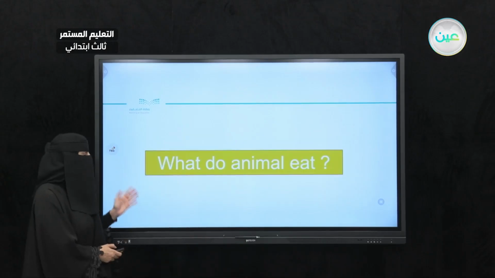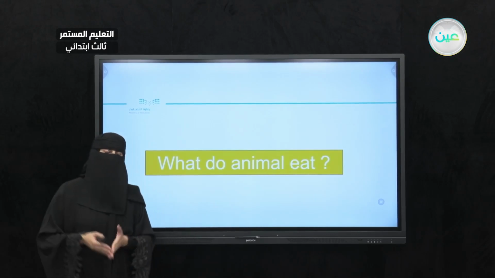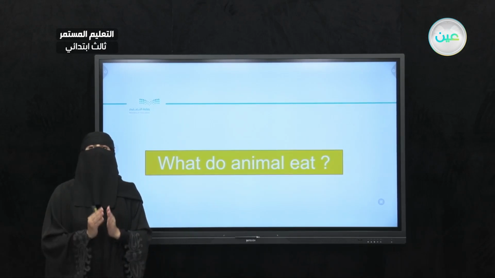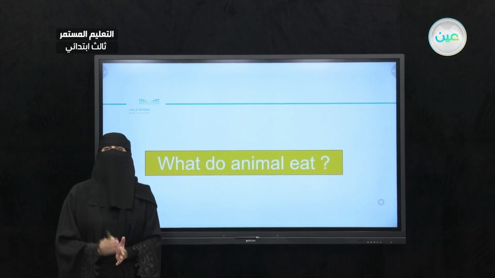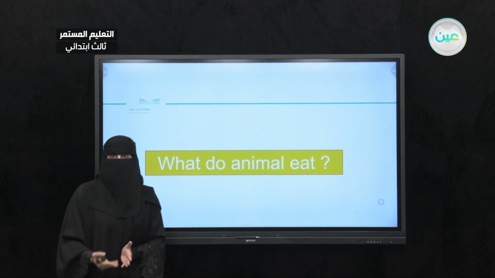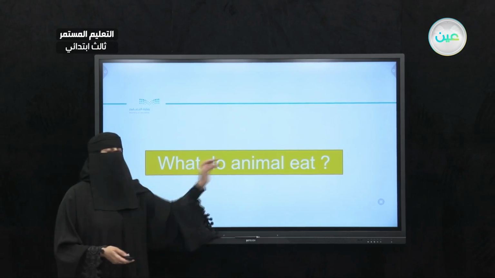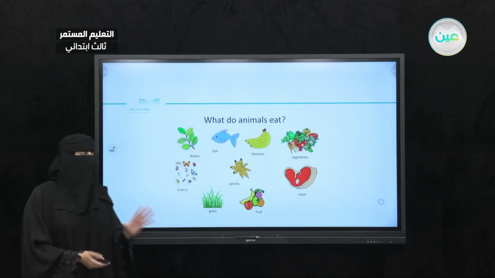Very good. Now, we talked about different kind of animals, right? Because this is our unit. Different kind of animals. We talked about singular. We introduced singular, plural, right? We talked about what do these animals produce. Now let's focus about what do animals eat. What about their food? What do they eat?